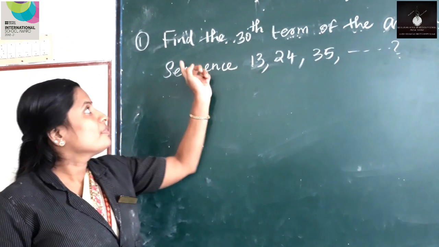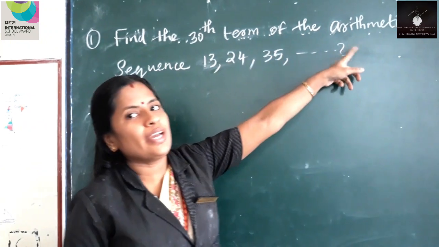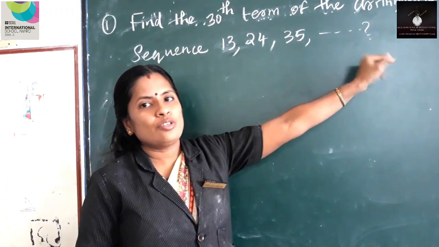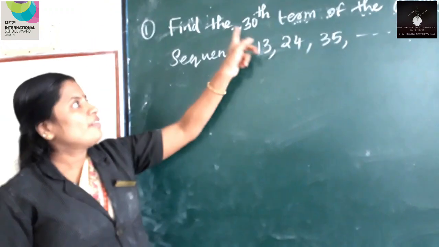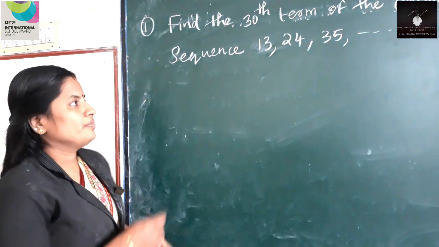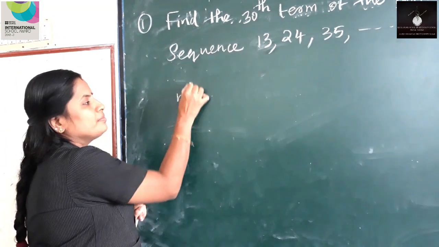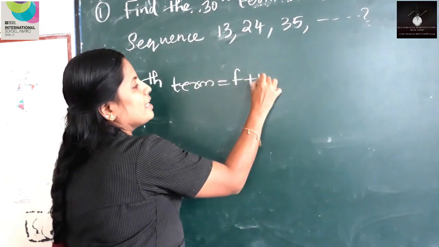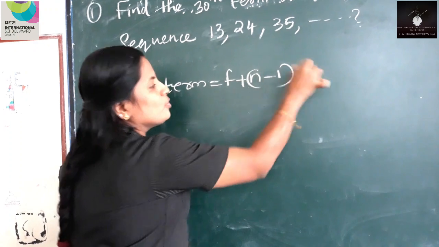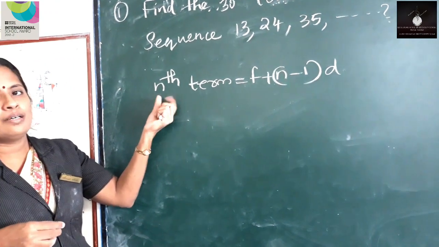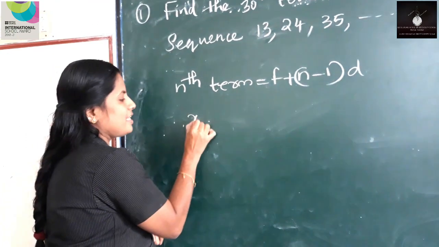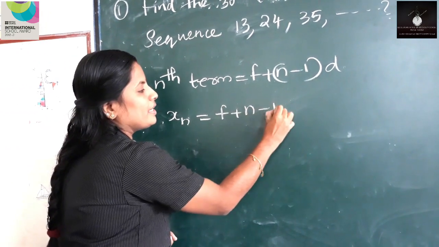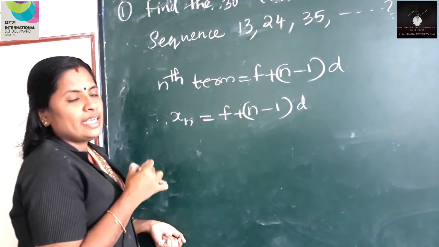Let's see a problem. Find the 30th term of the arithmetic sequence 13, 24, 35 and so on. Here we have to find out the 30th term. So what is the nth term? Nth term equal to f plus n minus 1 into d. Nth term can be denoted as xn. xn equal to f plus n minus 1 into d.